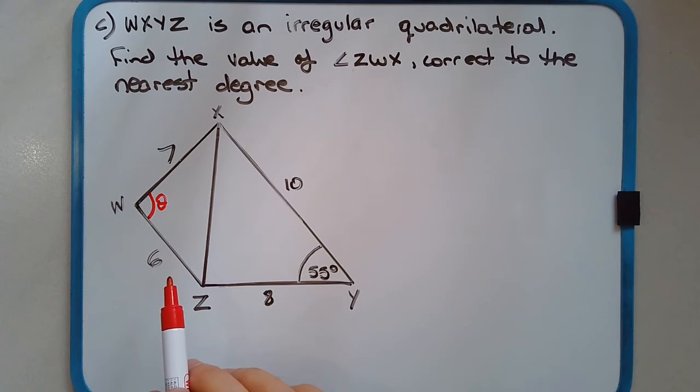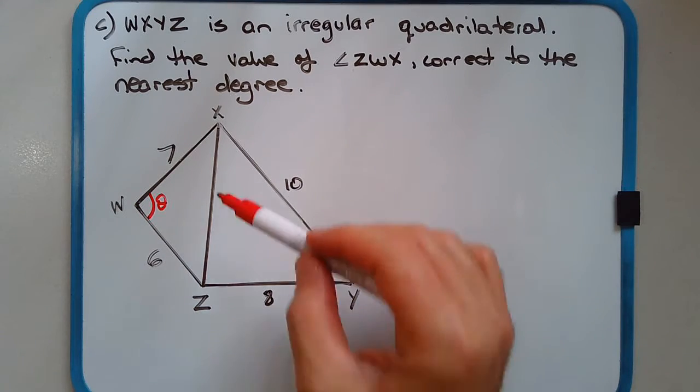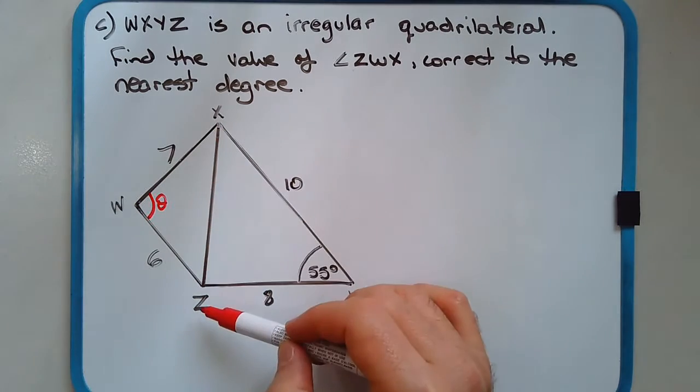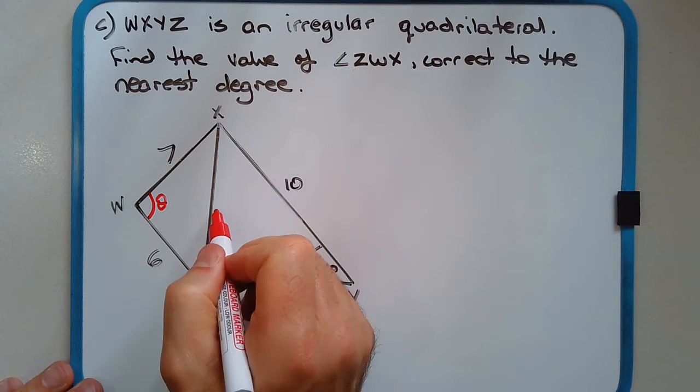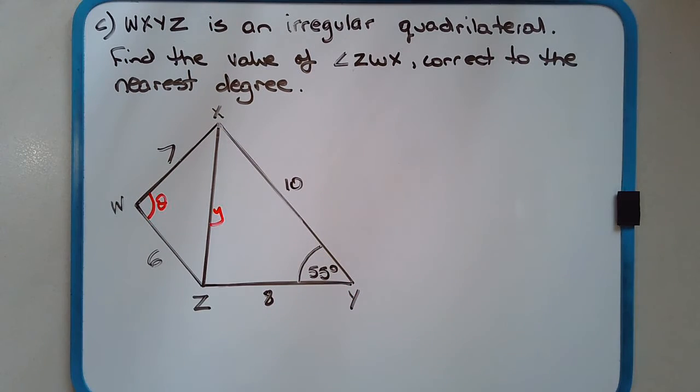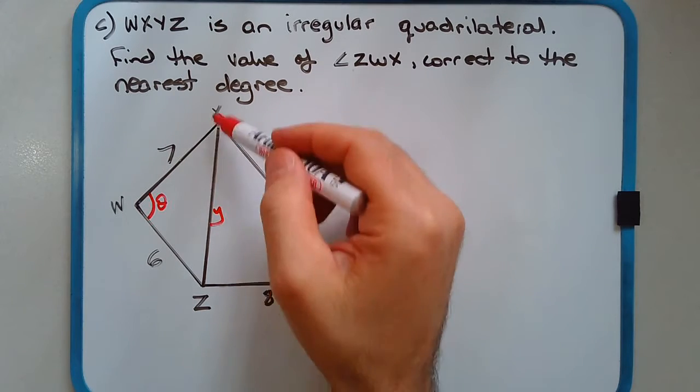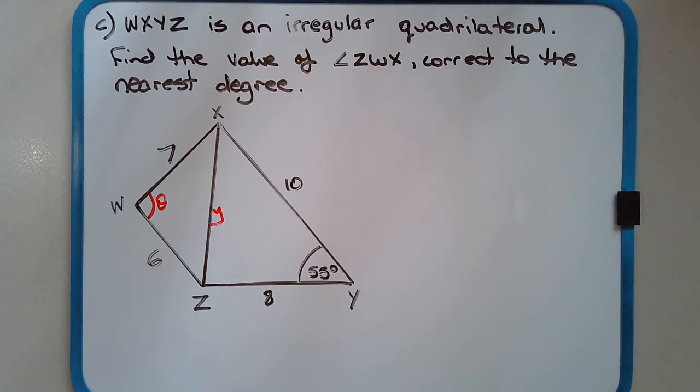To find a missing angle, I could use the sine rule, but there's no other angles given, at least in this triangle, WXZ. However, if I did have side XZ, this side here, let's call that little y, opposite capital Y, I could then use the cosine rule for angles to find angle theta. So let's do that.